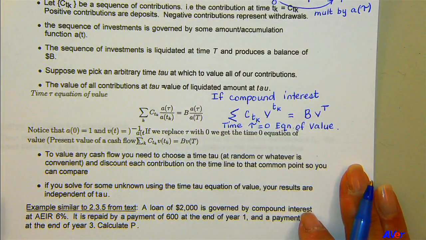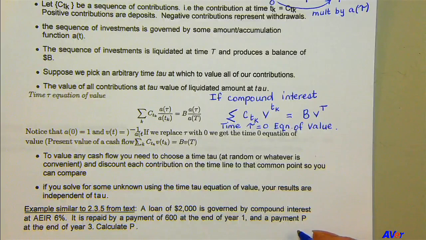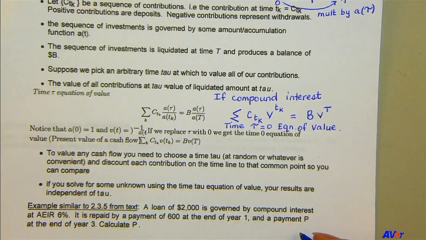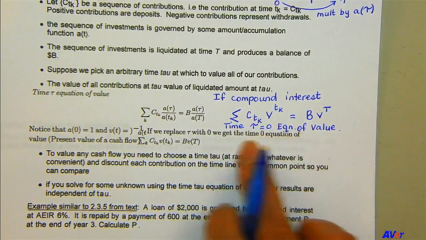It says, notice that A of 0 equals 1, V of t equals 1 over A of t. So if we replace tau with 0, we get the time 0 equation of value, which is just the present value of the entire cash flow, which is what I have done here.